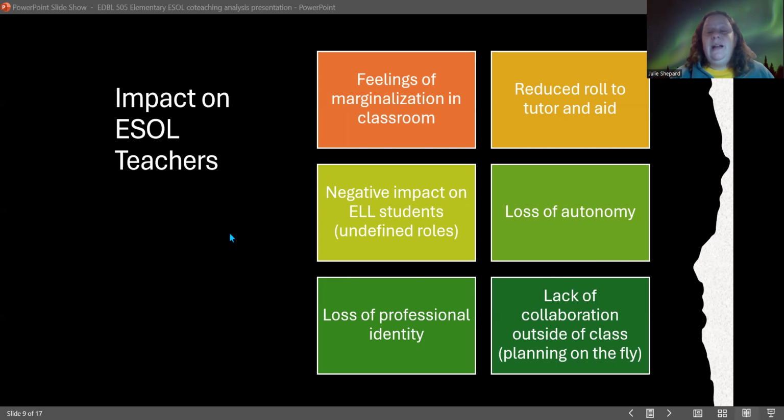And sometimes there's a lack of collaboration. ESOL teachers provide support to many students in many classes, and having to work and create those lessons with all those teachers is time consuming, and that lack of collaboration time shows that they're not really working together. So it's a big deal for ESOL teachers.